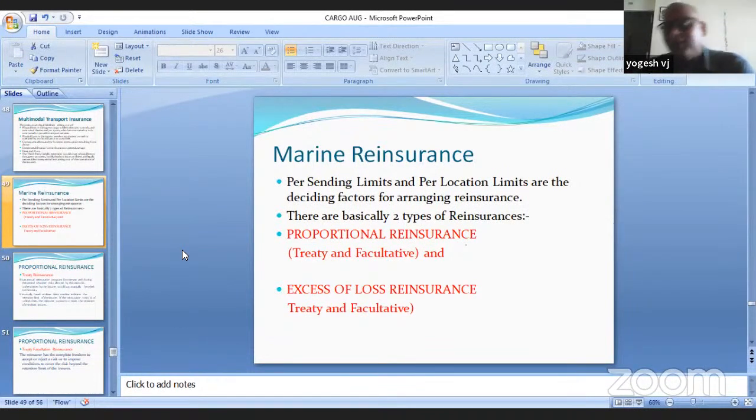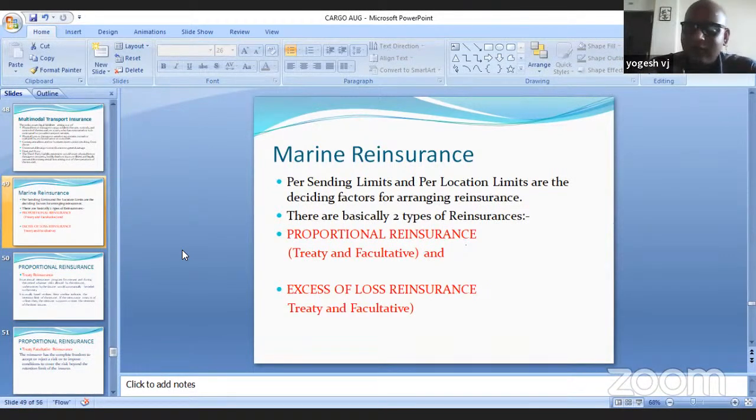As I said to you, per sending limit or per location limit are the factors that decide the arrangement of the reinsurance. Okay. Basically, there are 2 types of reinsurance. One is proportional, which means treaty reinsurance, or facultative reinsurance. And another is excess loss reinsurance, excess loss treaty.